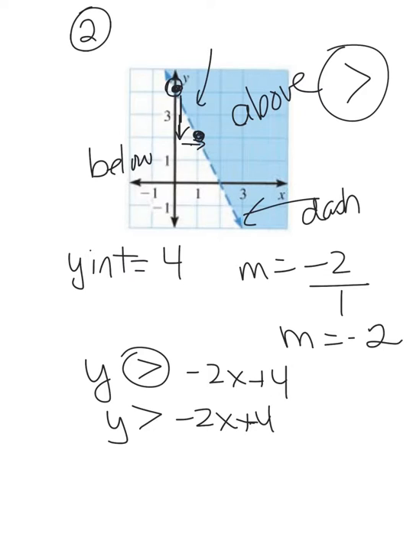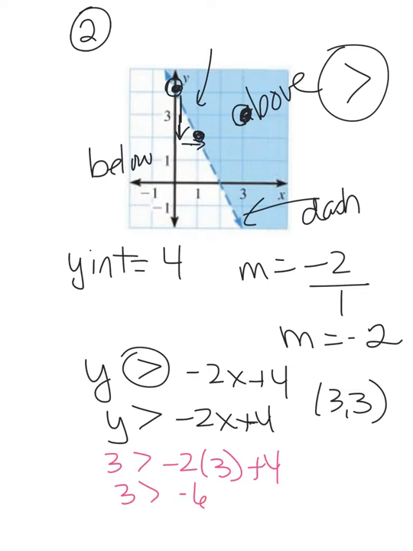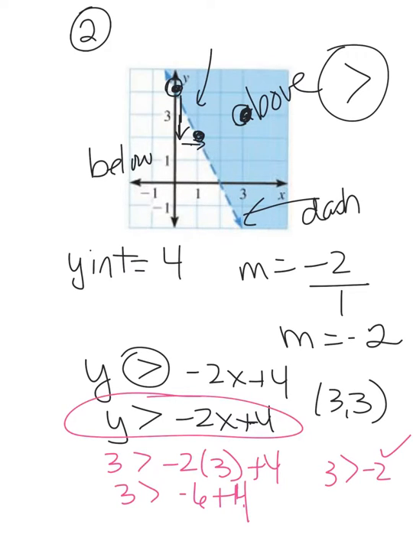Now again, I can pick a point if I want. I can pick, let's say, 3. I like to use numbers that are the same, 3, 3 right there. So if I pick 3, 3, and I substitute it in to check, I get 3 is greater than -2 times 3 plus 4. So 3 is greater than -6 plus 4. So that gives me 3 is greater than or equal to -2, which is a true statement. So I know my inequality symbol is correct. So my final inequality is y is greater than -2x plus 4.